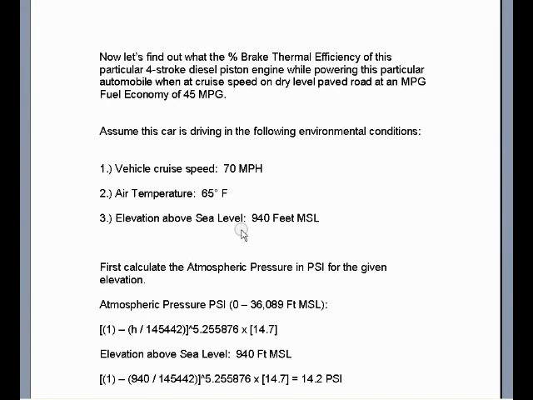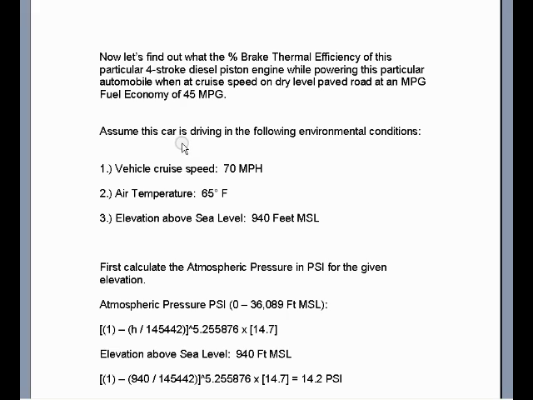Welcome to part 2 of this video lecture, automobile diesel piston engine brake horsepower, foot-pounds torque, and brake thermal efficiency calculation. We will now move on with this video lecture focusing on how to calculate the percent brake thermal efficiency of this particular 4-stroke diesel piston engine while powering this particular automobile when at cruise speed on dry level paved road at an MPG fuel economy of 45 miles per gallon.